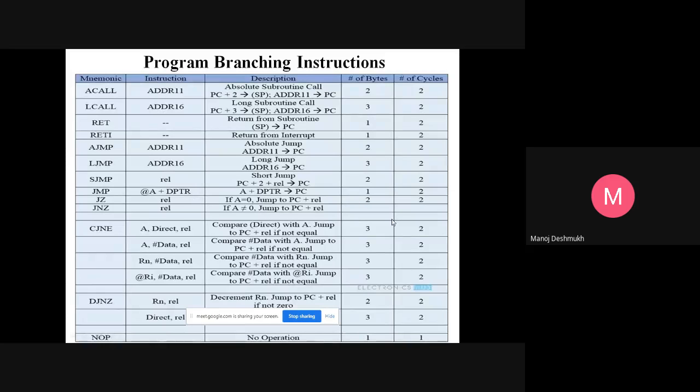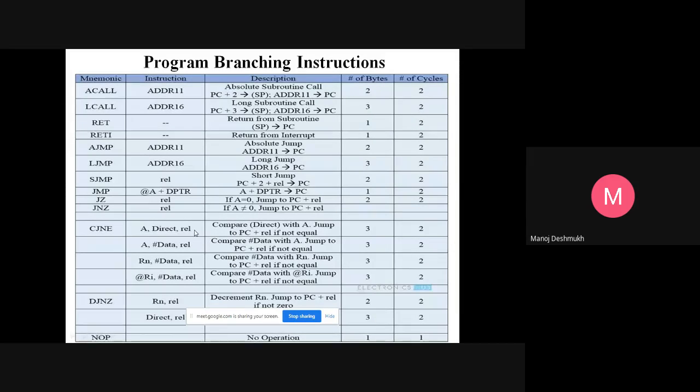After these jump instructions, we will go for the comparison instructions, that is CJNE, compare and jump if not equal. Here a comparison between the contents of two operands will be done, and based on that condition, NE, not equal: if the contents of operand 1, the accumulator, and the other operand are not equal, then the program counter will jump to the relative address.